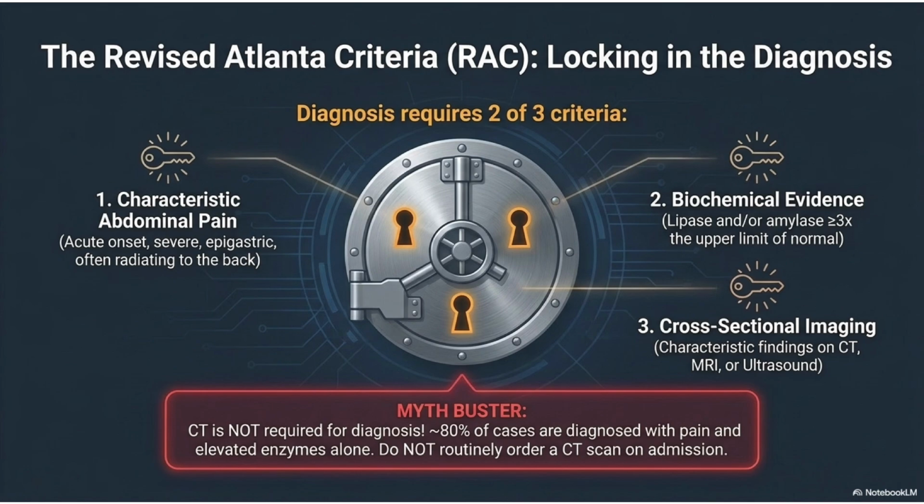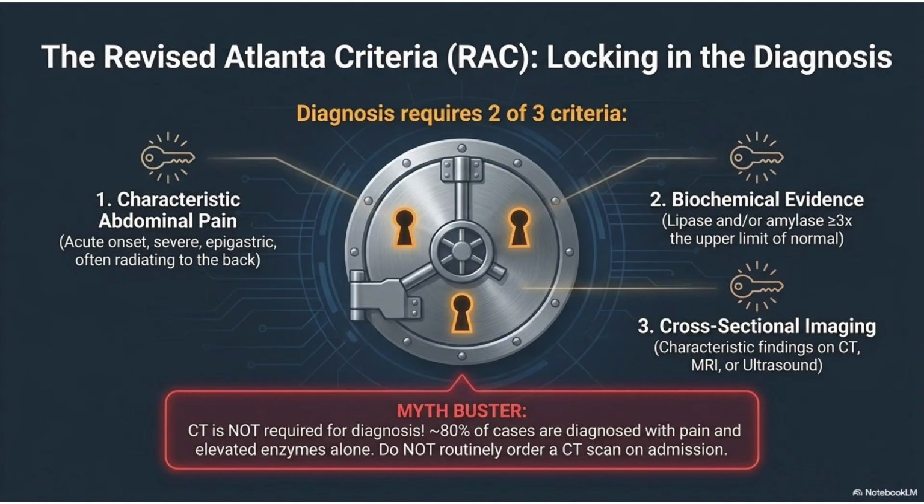This is characteristic abdominal pain, usually epigastric, often radiating to the back. The elevation of lipase, more specifically, and/or amylase, 3 times more than the upper limit of normal.